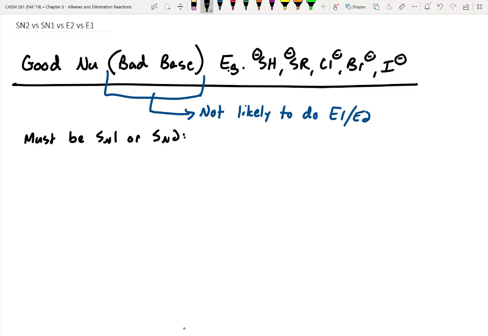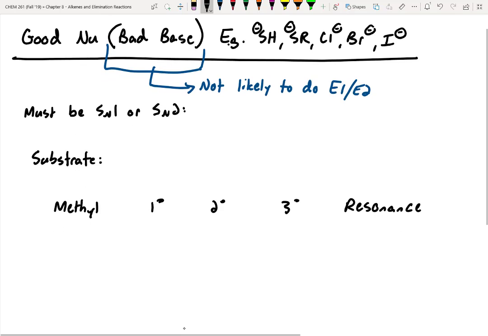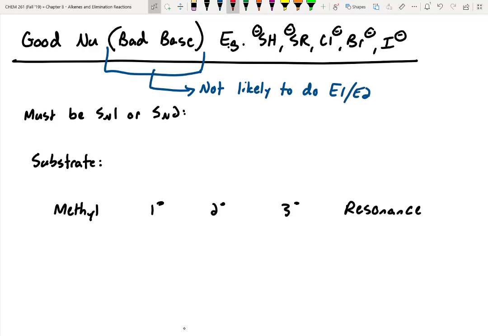Okay, so let's look at our substrates. And the substrate, if you remember, is just our thing with our leaving group off of it. So we could have a methyl substrate, we could have a primary substrate, we could have a secondary substrate, we could have a tertiary substrate, and we could have a substrate where if the leaving group were to fall off, we would have resonance. All right, so let's think about this. We've got two different trends. Which of these is most likely to do SN2? Methyl and primary, right?